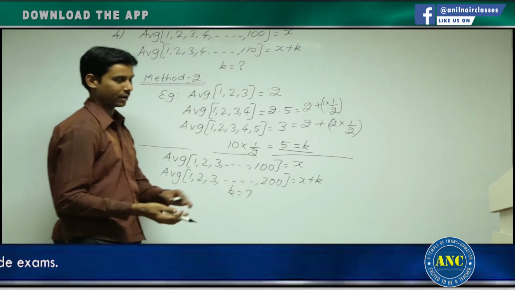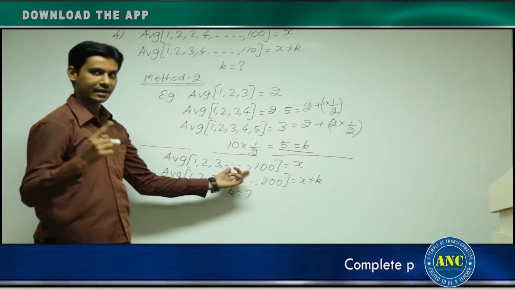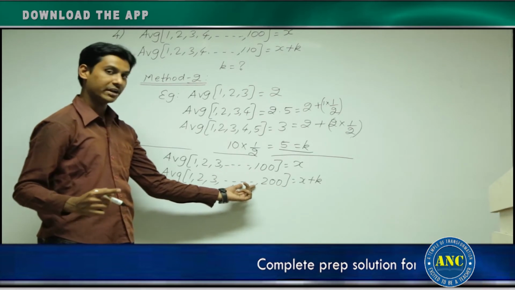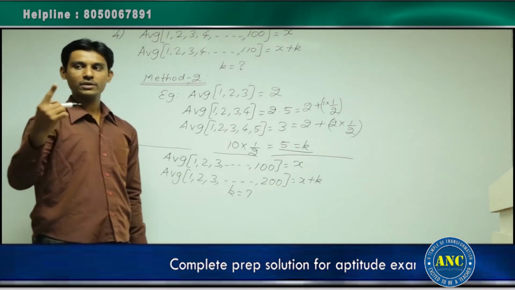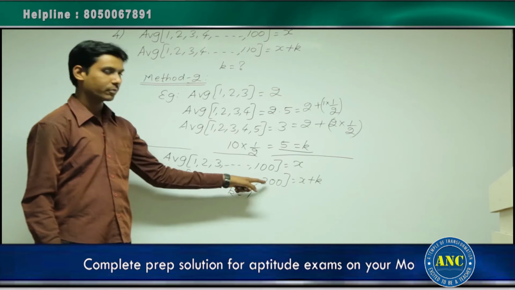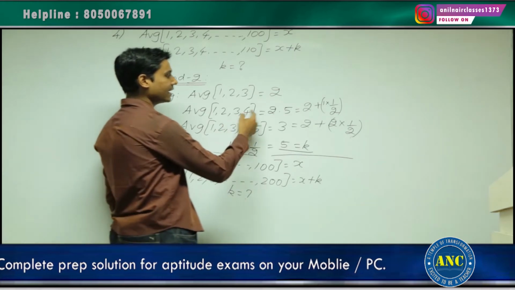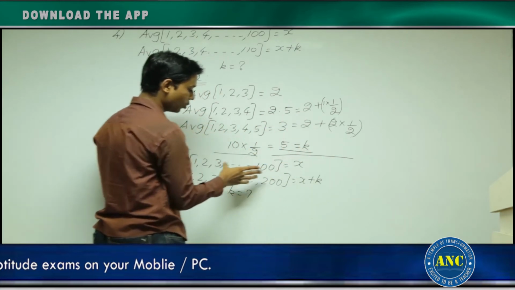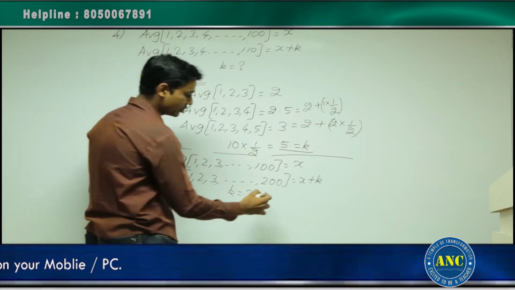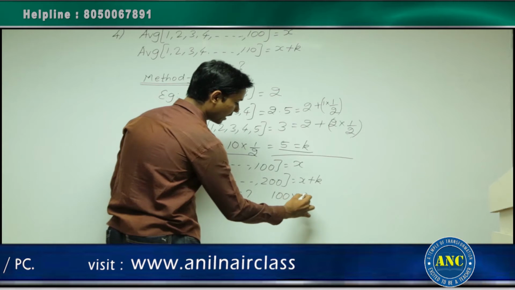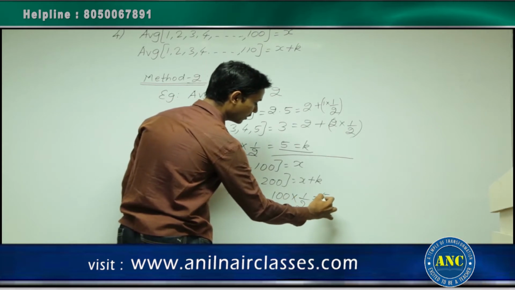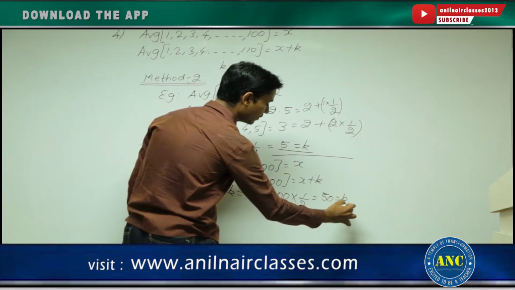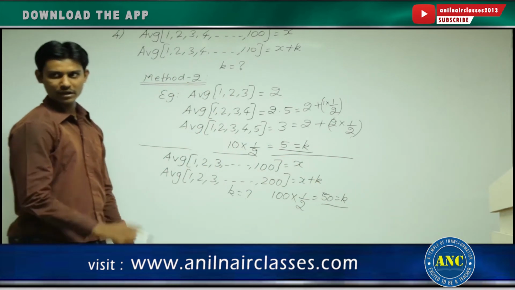Here, a very simple approach. The original series had 100 terms. The new series has 200 terms. How many terms are added extra? 100 more terms are added. If one term is added, it is 1 into 1 by 2. If 2 terms are added, it is 2 into 1 by 2. If 100 terms are added, it should be 100 into 1 by 2, which is nothing but 50. The answer for this question is 50. The k value is 50. Clear with the approach?